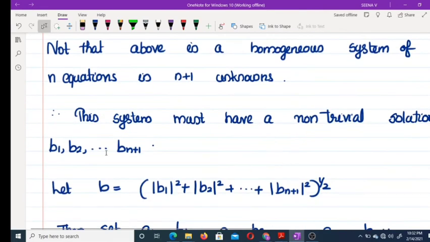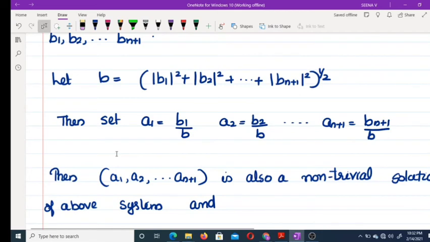And let the solution be b1, b2, etc., bn plus 1. Now we assume b equal to modulus of b1 square plus modulus of b2 square plus etc. plus modulus of bn plus 1 square, whole raised to 1 by 2. And set a1 equal to b1 by b, a2 equal to b2 by b, etc., an plus 1 equal to bn plus 1 by b. Then a1, a2, etc., an plus 1 is also non-trivial because the bi's are non-trivial. And it is also a solution of the above system because we are just multiplying by 1 by b.